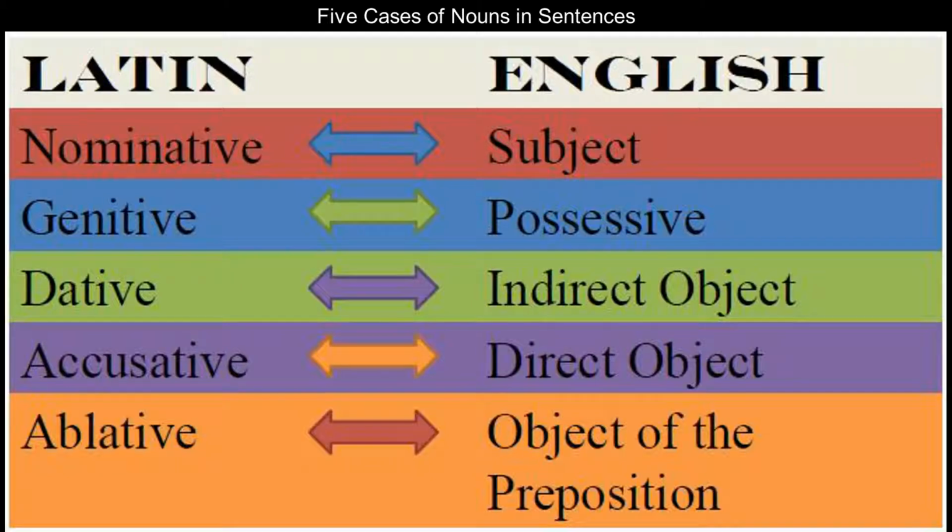5 cases of nouns in sentences. Nominative, subject. Genitive, possessive. Dative, indirect object. Accusative, direct object. Ablative, object of the preposition.